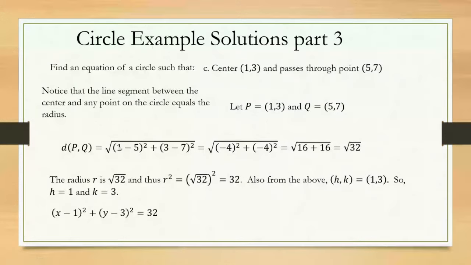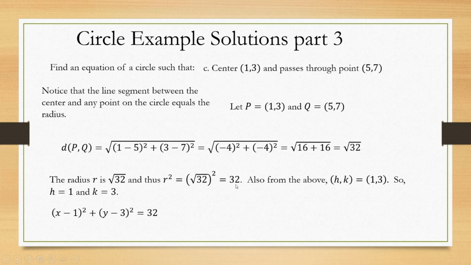So again, we subtract one x coordinate from the other. It really doesn't matter what order because we're squaring. Same thing with the y coordinates. We have the squares, we add them, and then we take a square root. So the radius here is the square root of 32.